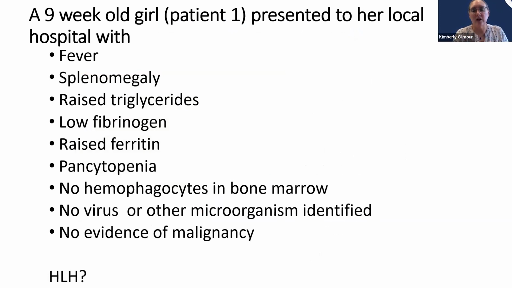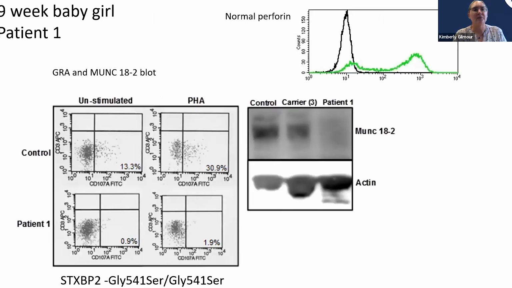Blood was sent to us. We undertook our assays. And if you look at this slide in the top right, you can see the flow cytometry plot for perforin expression. And this is an isotype control, and then this is her perforin. And I think you can see she has very normal perforin expression, making FHL2 quite unlikely.